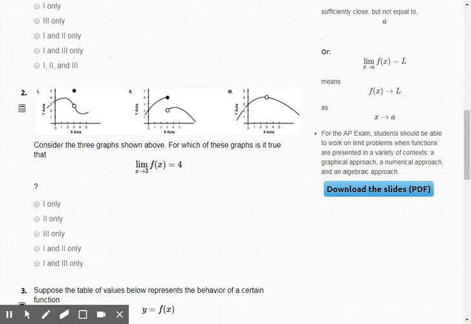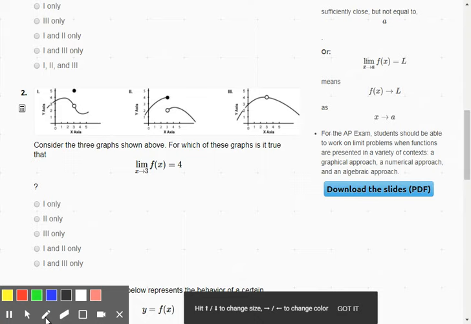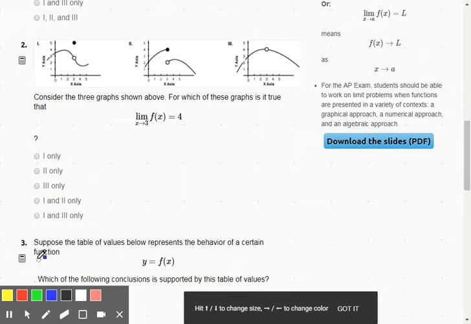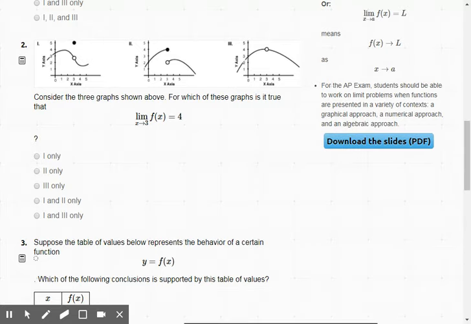Number 2, let's look at this one. For which of the following graphs is it true that the limit as we approach 3 is 4? So for the first graph, we are not approaching 4. We do have a limit, but we're not approaching 4. For the second graph, we're approaching 2 different values, so it's definitely not that one. And then the third one, we are approaching 4 as x approaches 3, so this one is 3 only.